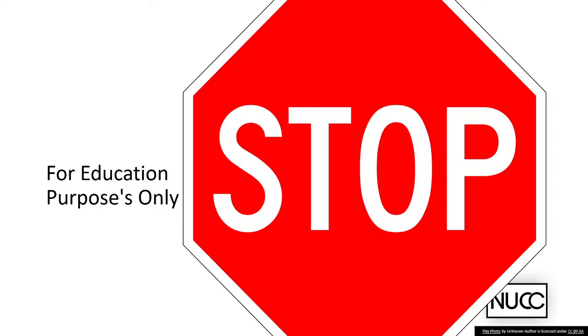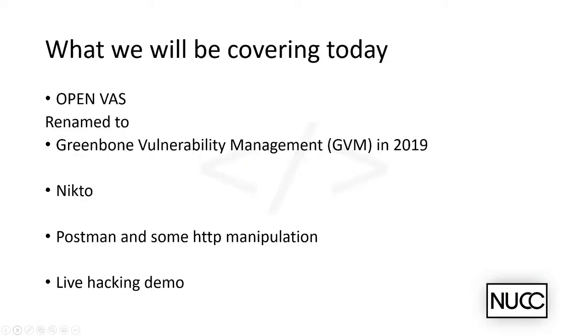We're going to be covering Nikto. We're going to be covering, as I say, a little bit about OpenVas. OpenVas, renamed to Greenbone Vulnerability Manager. Nikto, Ryan is going to be doing some Postman, HTTP stuff, and some API manipulation. And then we're going to have a bunch of live hacking demos at the end.